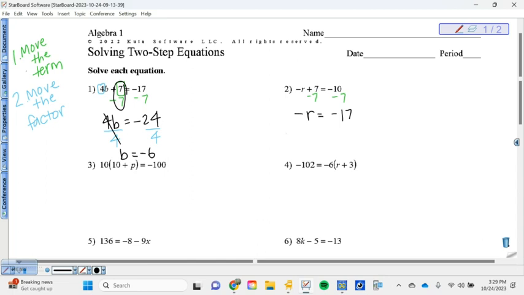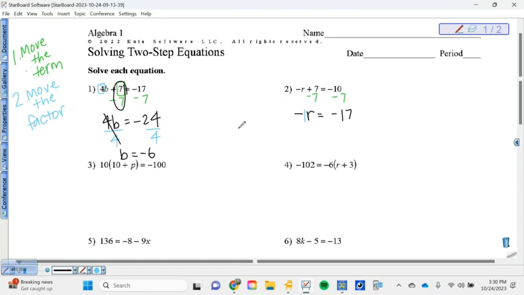What's the factor that I need to move? What's like the number there? Because there's an invisible number there. It's a negative 1. So when I see something like negative x or negative r, that means negative 1 times x or negative 1 times r.